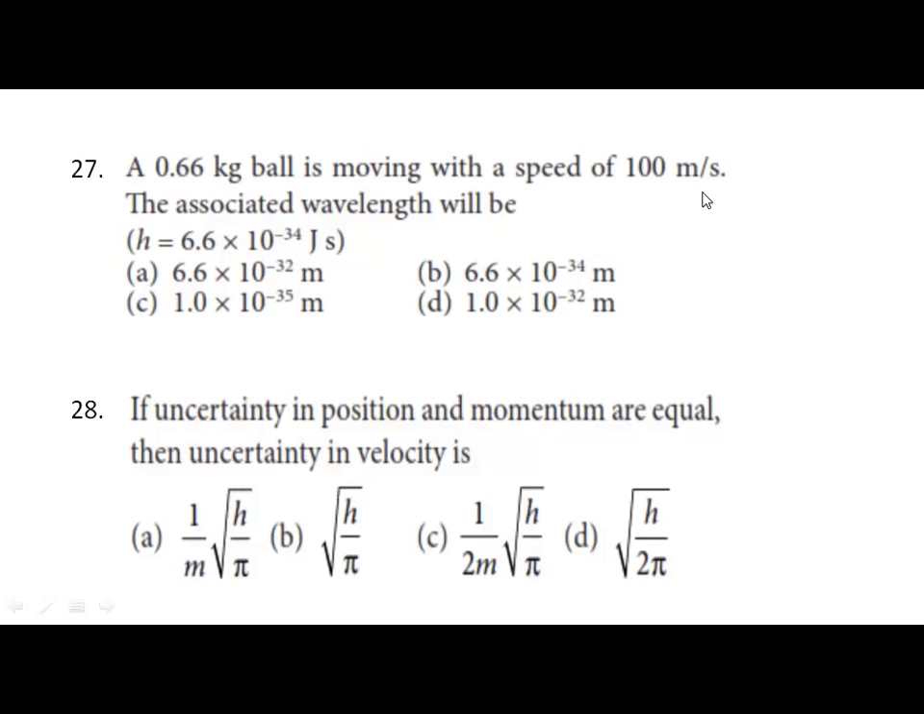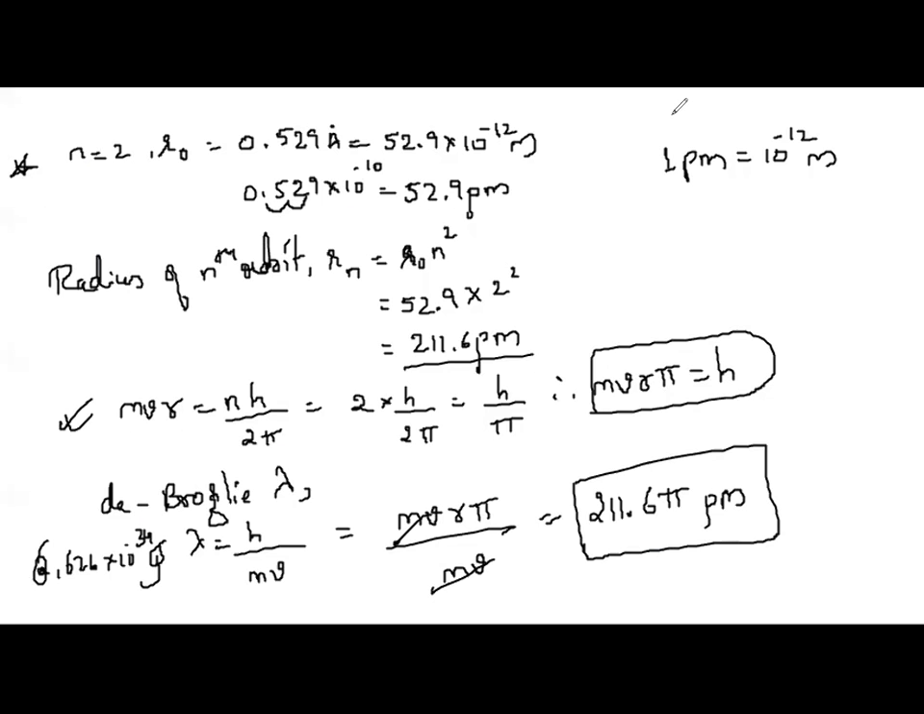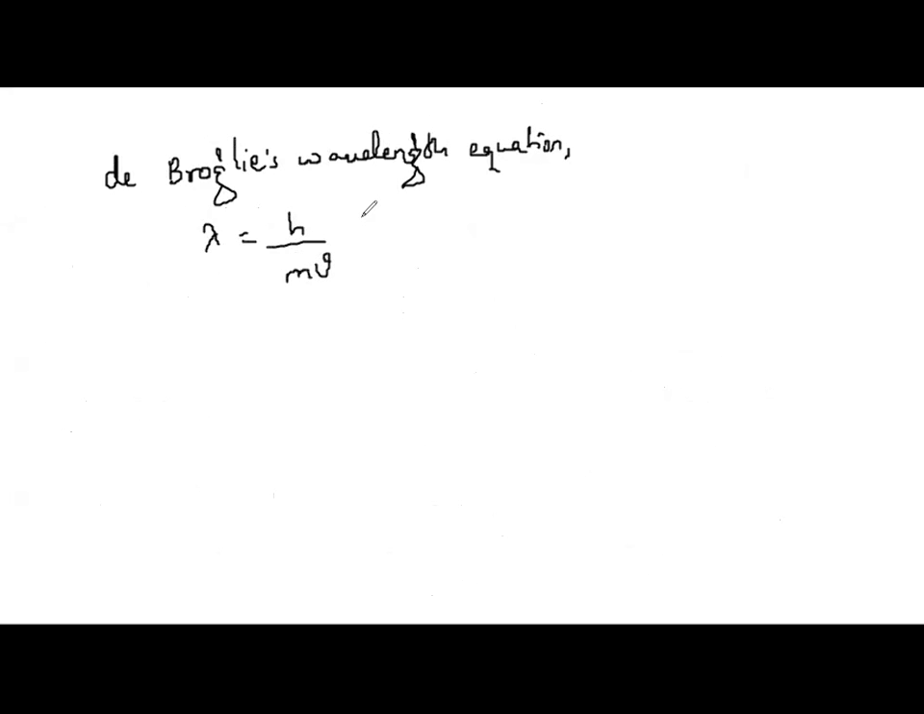A 0.66 kg ball is moving with a speed of 100 meters per second. The associated wavelength will be? Yes, they have given the mass of the ball and the velocity is given. What is asked? Wavelength. According to the de Broglie equation again, mass and velocity are given. So we can use de Broglie's wavelength equation: lambda is equal to h upon mv.